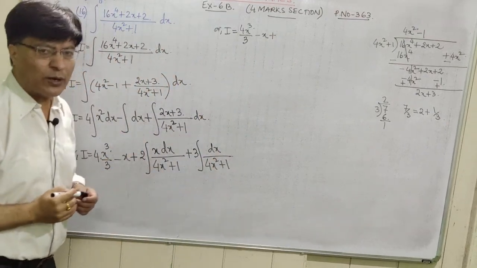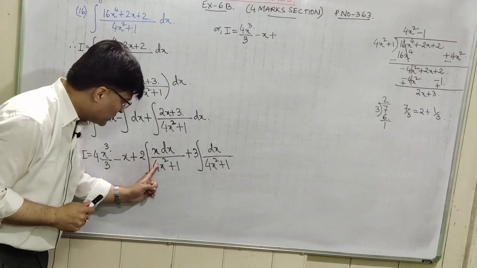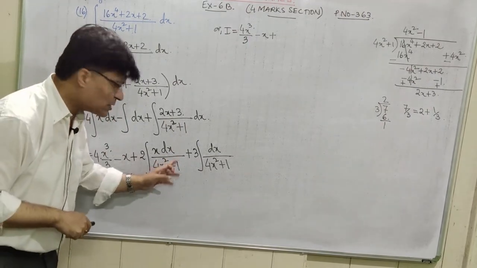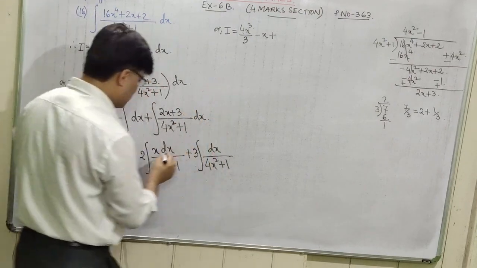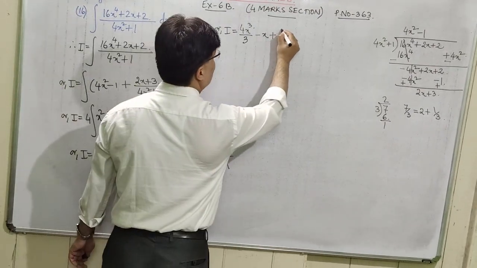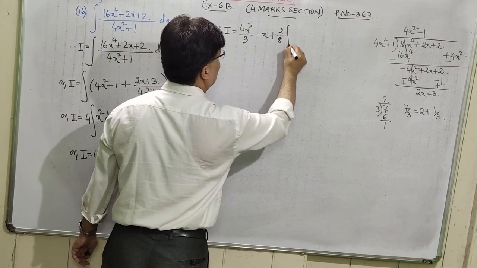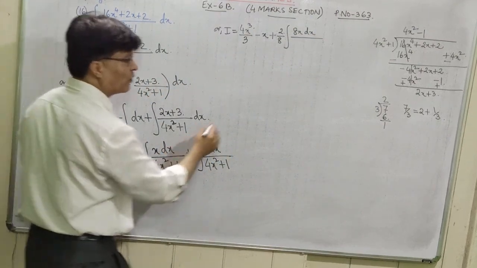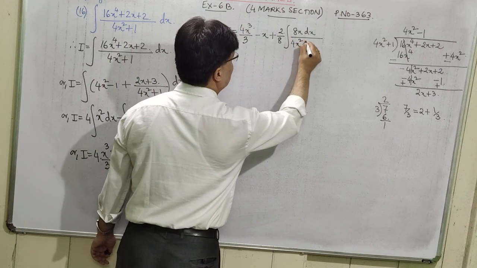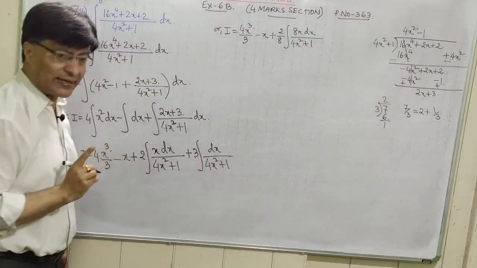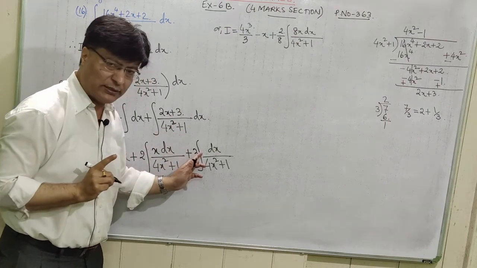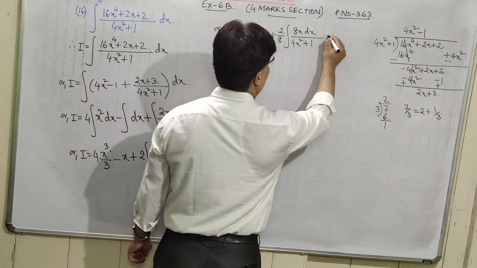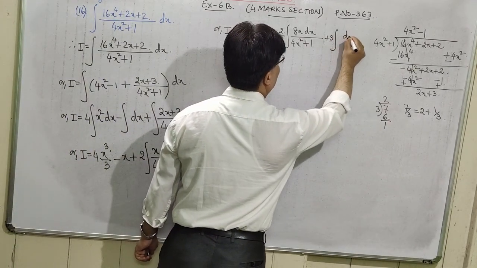Plus. So now what we will do here is that, what is the differentiation of the denominator? 4x square ko differentiation kati ho? 8x, and plus 1 ko ke bhayo, 0. So we have to write 8x in the numerator. So let us write here 2 by 8 integration of 8x dx divided by 4x square plus 1. Is that clear? So now for the last integration, you have to convert it into standard integral form. Plus 3 integral sign dx.